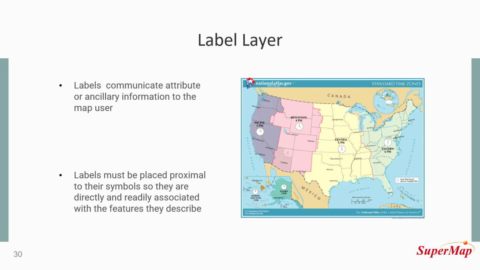Apart from symbology expression, labels are also necessary for different kinds of maps, because labels communicate attributes or ancillary information to the map user. By reading the labels on the map, users usually can get more information. And labels must be placed proximal to their symbols, so they are directly and readily associated with the features they describe.